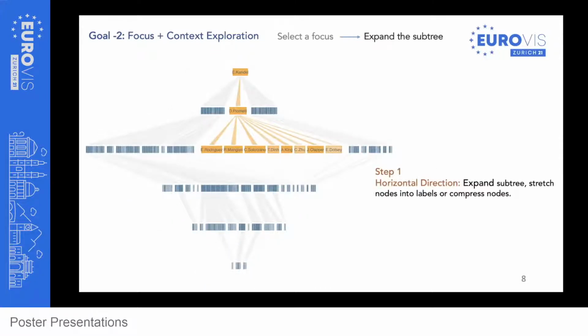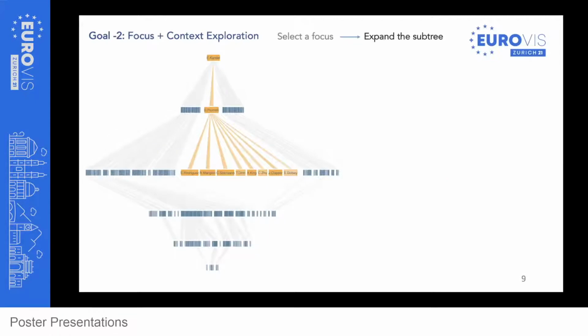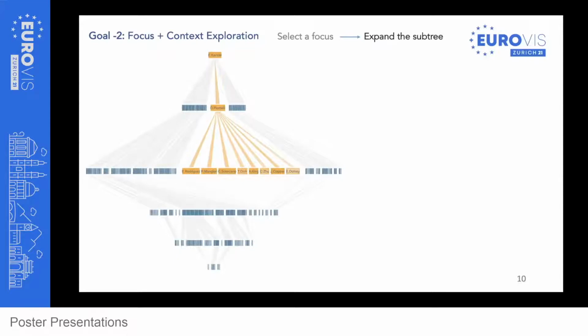The first step is to compress or translate nodes to leave space for the subtree so we can expand the subtree and stretch nodes into labels. The second step, we recalculate y coordinates of each layer using fisheye so we can magnify the subtree and compress the context. To make the subtree layout more standard, in the third step, we translate the subtree layout to make it as standard as possible.